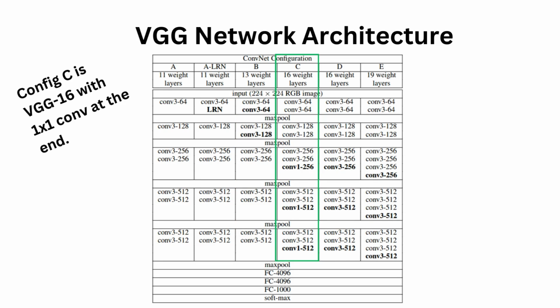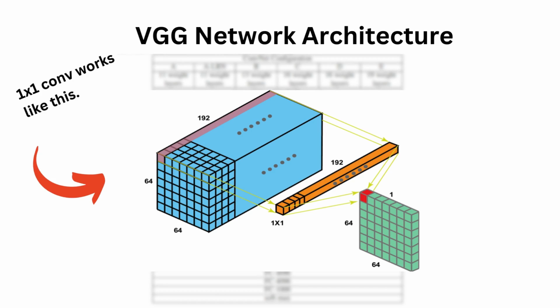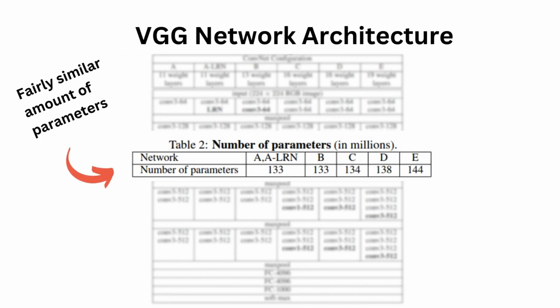Configuration C is VGG16 with a bunch of 1x1 convolution layers. Visually, the 1x1 convolution looks like this. It's a 1x1 convolution that effectively reduces the total volume from the previous layer by doing a linear combination followed by a nonlinearity. In this case, it's a ReLU. Configuration D is VGG16, but without the bottlenecks. Finally, configuration E is VGG19.